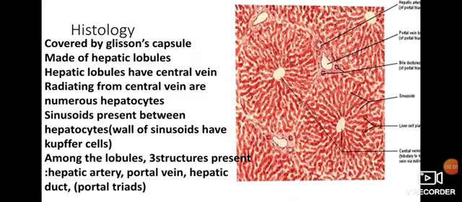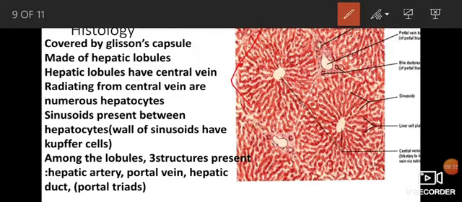Then in histology, histology is the microscopic structure of the liver. Here you can see a slide showing the histological features of the liver. In this slide, what you can see is several hexagonal lobules. I will show one hexagonal lobule, then this is another hexagonal lobule, here comes another, here comes another. Each hexagonal lobule is called a hepatic lobule.